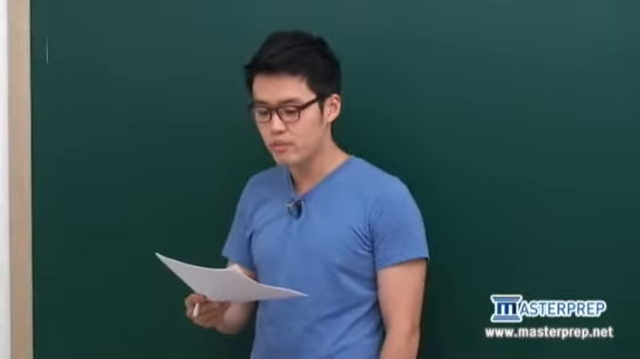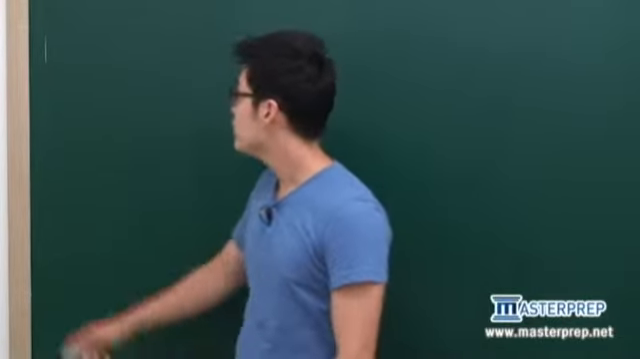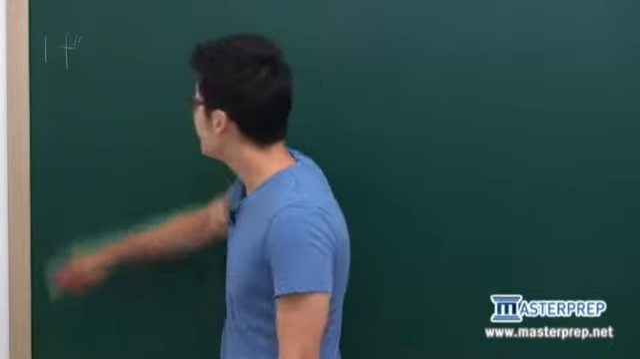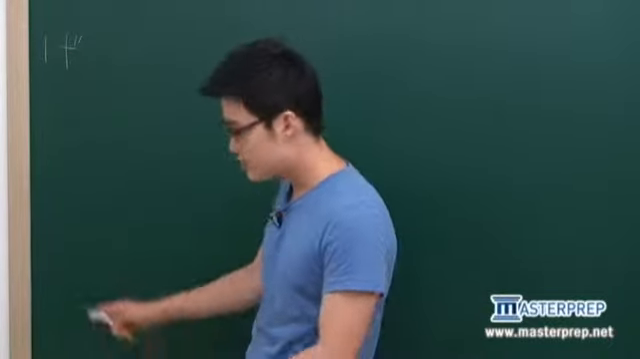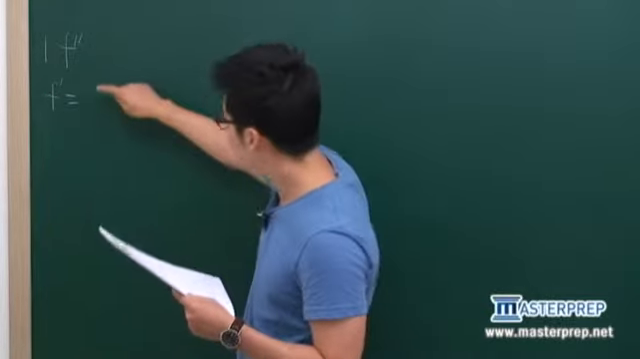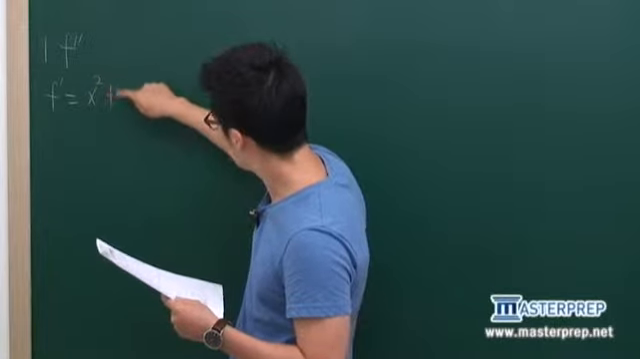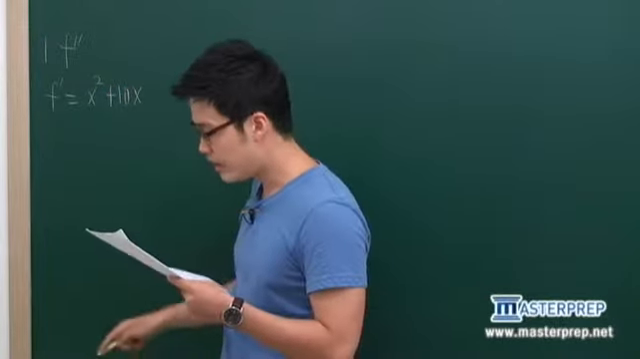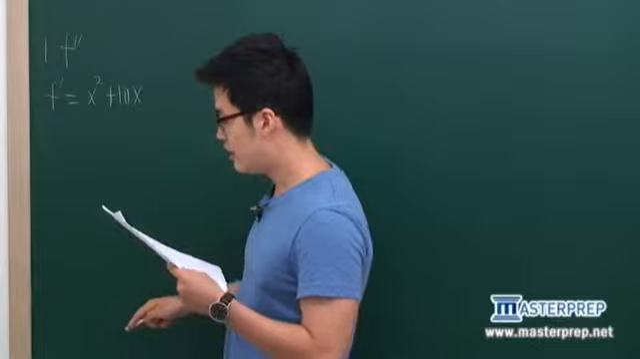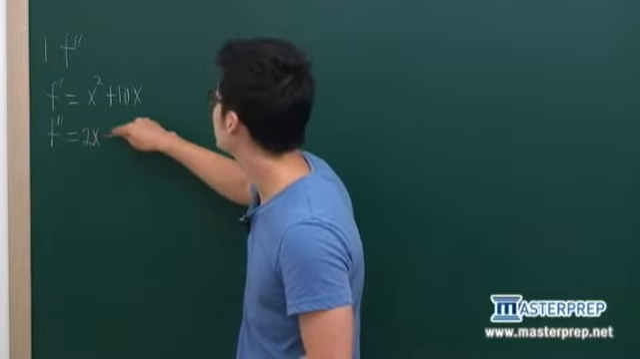Number 1. What is the x-coordinate of the point of inflection on the graph of y is equal to blah, blah, blah. So this question asks you whether you understand the analysis of f double prime, right? First, let's get f prime. So what is f prime? In this case, 3x squared, right, plus 10x, and we can get f double prime, which is equal to 2x plus 10.